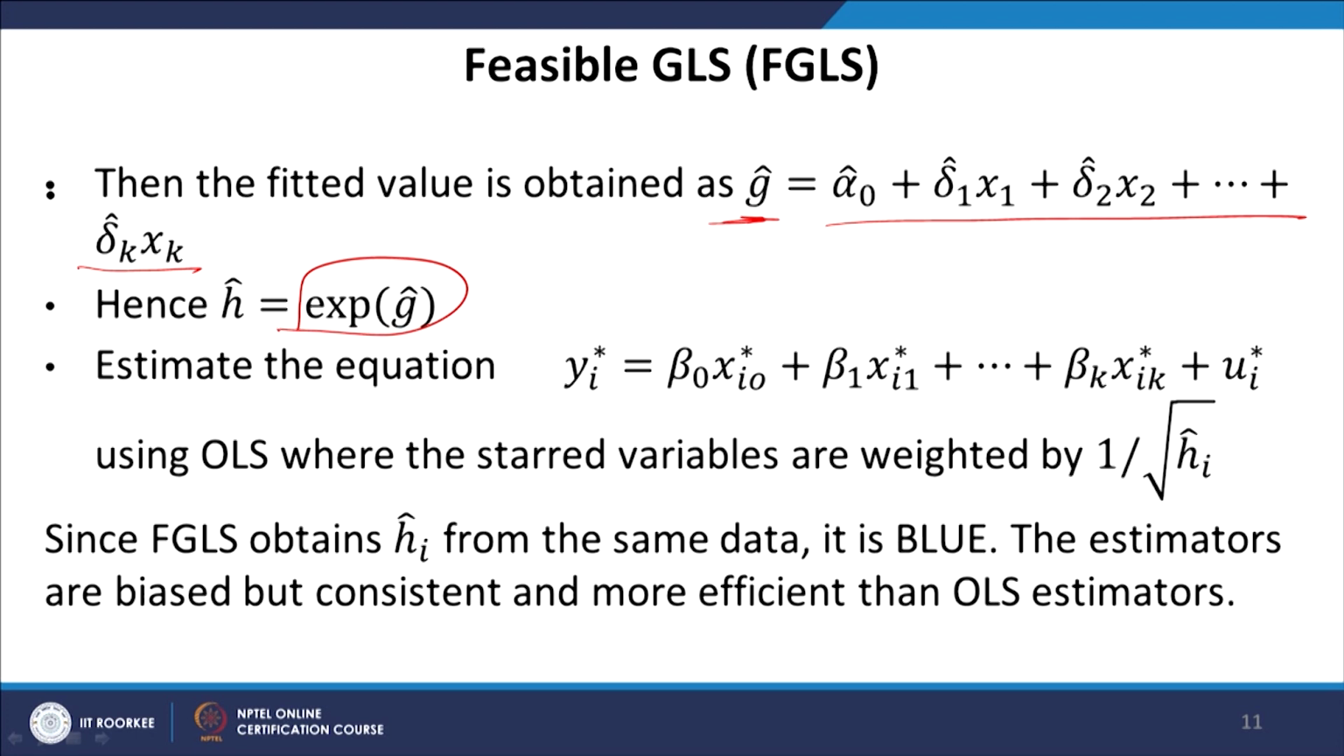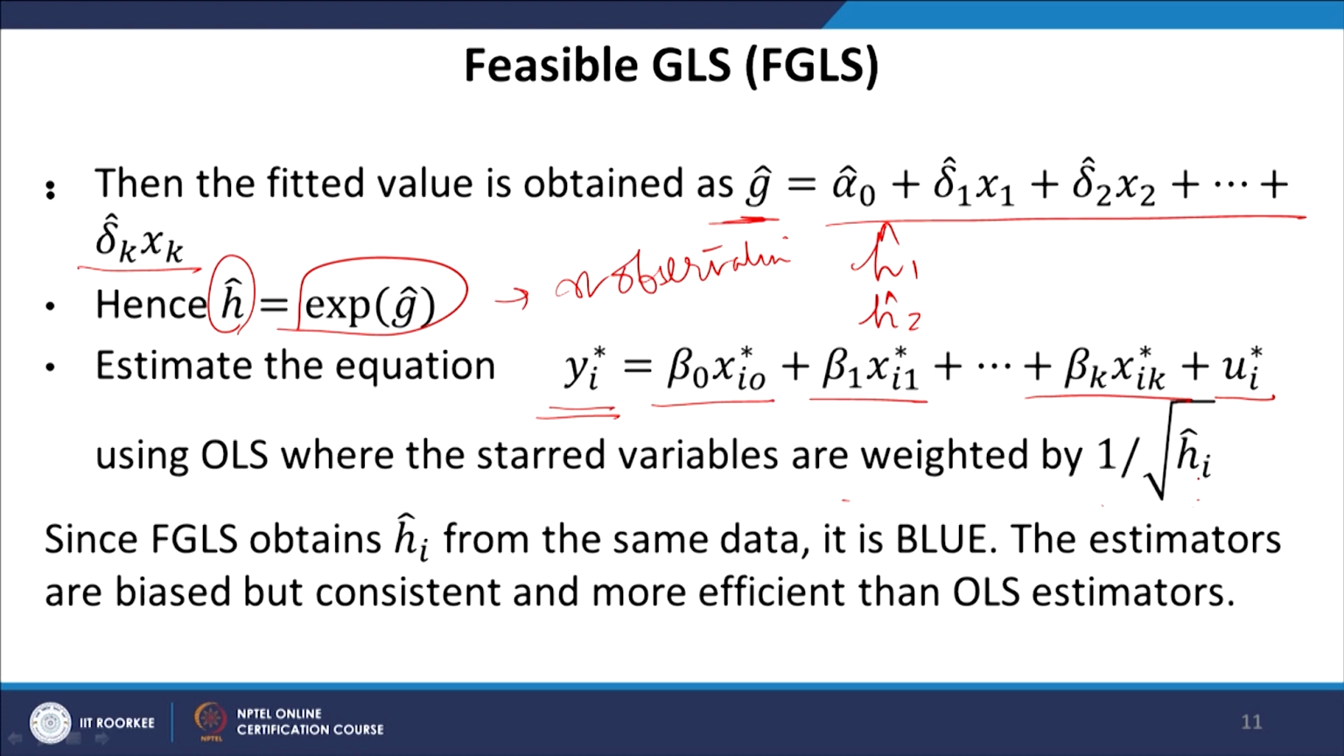Then we estimate the equation y i star equals beta naught x i star plus beta 1 x i1 star and so on plus beta k x ik star plus u i star using WLS, where the starred variables are weighted by 1 upon root over h i hat. So, once I have estimates of h hat and there are n observations, individual specific observations are denoted by h hat 1, h hat 2 and so on. We are dividing each observation by root over h i hat. This is very similar to WLS, again we are using weights.